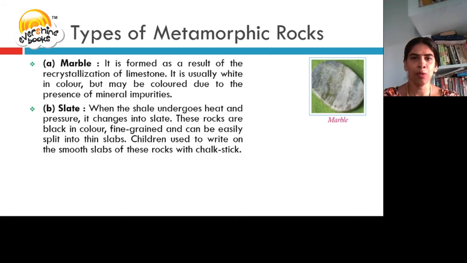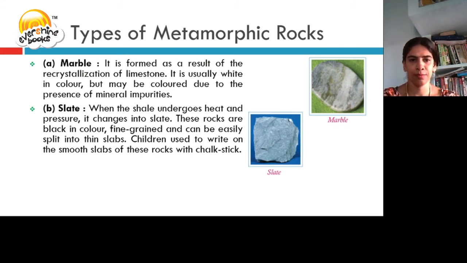The second type of metamorphic rocks is slate. When the shale undergoes heat and pressure, it changes into slate. These rocks are black in color, fine grained, and can be easily split into thin slabs. Children used to write on the smooth slabs of these rocks with chalk sticks.